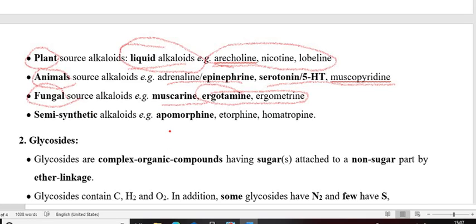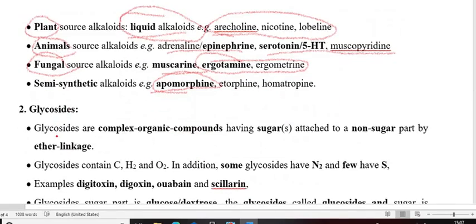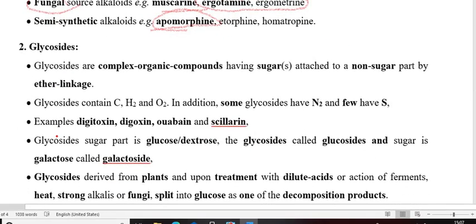Semi-synthetic alkaloid, we already discussed, is apomorphine. So apomorphine is synthetic, or you can say semi-synthetic. So this is all about the alkaloids that we already discussed. Now we have to go through another source of drugs.